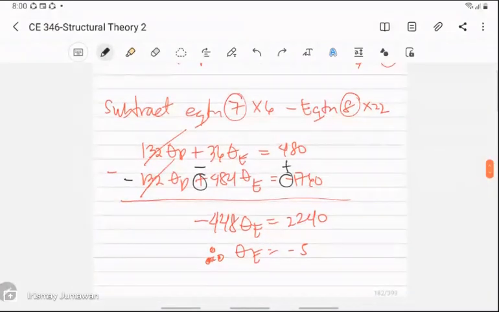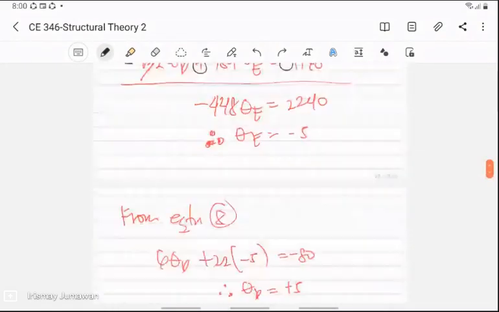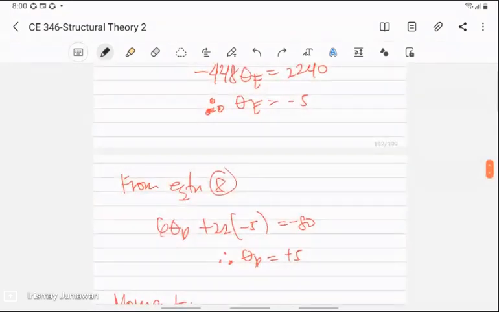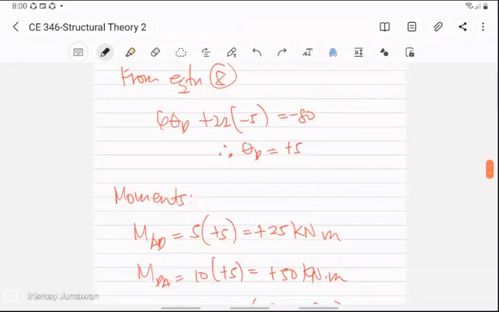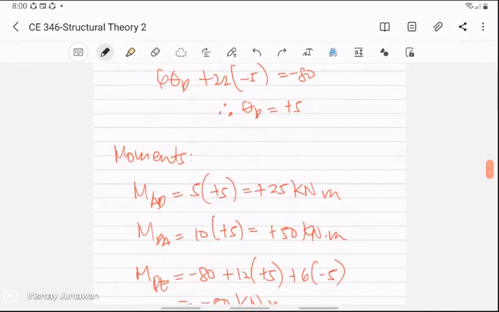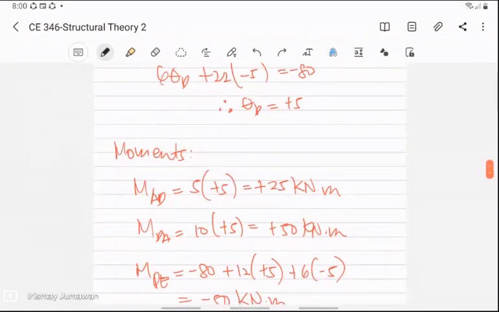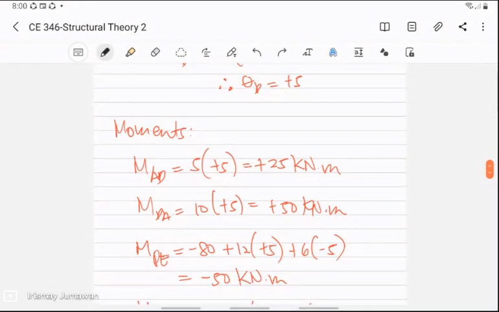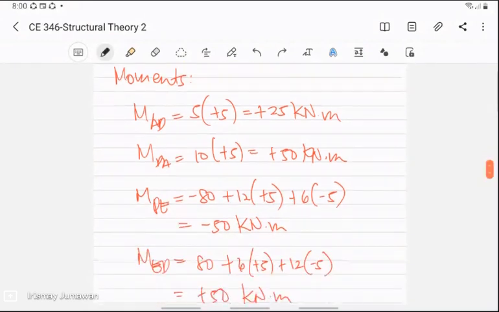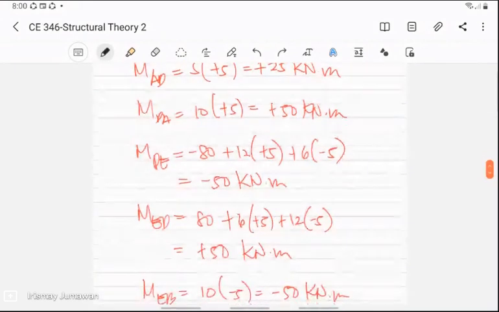Theta is the rotation at joint E. We can substitute this into equation 7 or equation 8, either one. So you have there the rotation at joint D is positive 5. Once you have your rotations at E and D, substitute them into the moments. We have 25 for AD. For DE, you have positive 50. Member DA, you have negative 50. For member EB, you have positive 50.